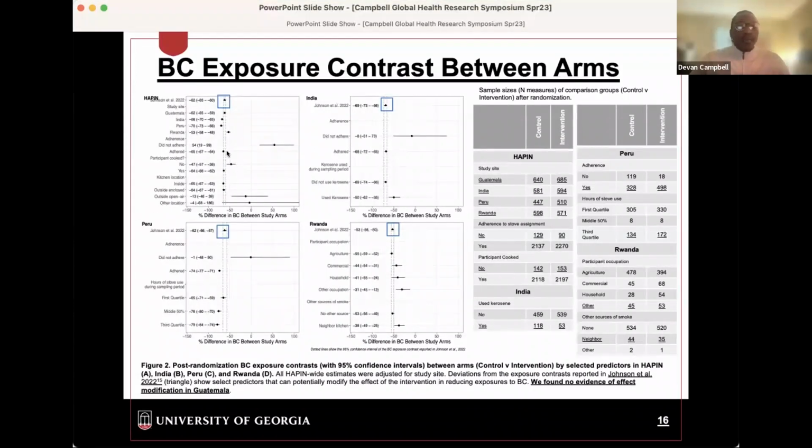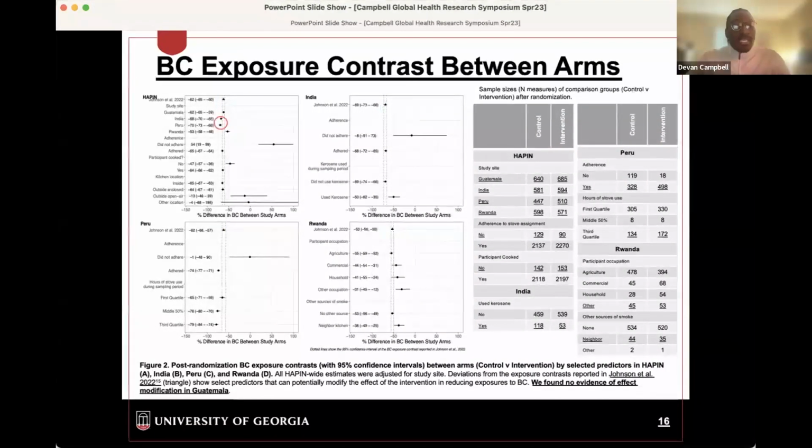Also, any deviation to the left of the confidence interval is evidence that the contrast between the groups was enhanced, and any deviation to the right provides evidence that the contrast was attenuated. For example, for the contrast between the control and intervention group, we show evidence that the contrast was higher in India and Peru relative to that in Rwanda. We see that the contrast was attenuated for participants that did not adhere to the study stove assignment.